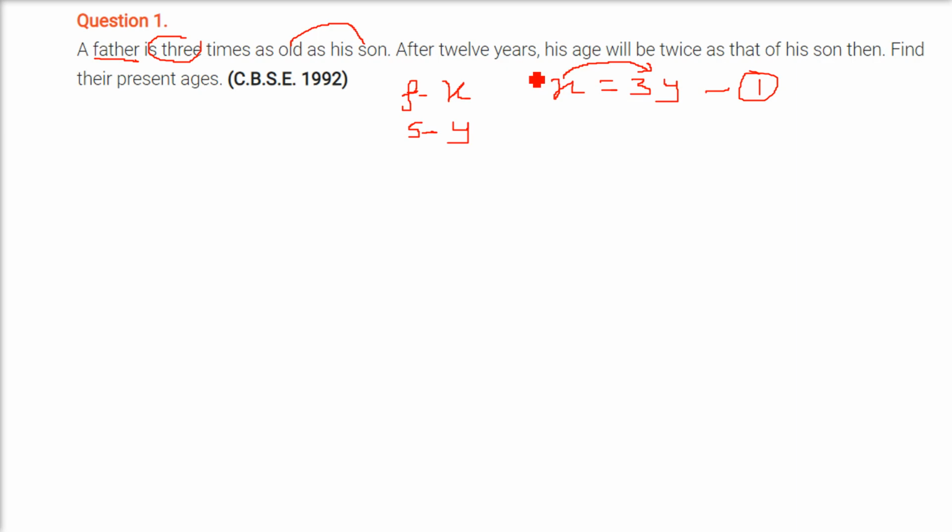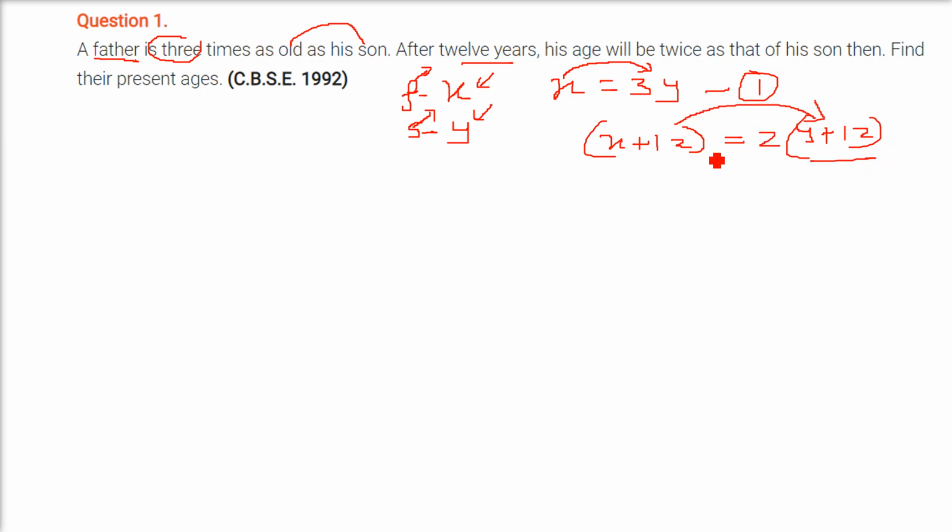After 12 years, father will also be 12 years older and son will also be 12 years older. So we add 12 to father also, and we add 12 to son also. This X and Y we are taking as the present age of father and the son. So after 12 years, his age will be twice the age of his son. So this is our second equation.